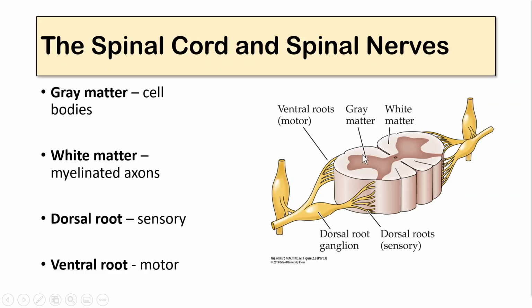And we can see that in the brain as well. So anytime you see gray matter, you know you're talking about cell bodies. Anytime you see white matter, those are fibers of passage that are going out.